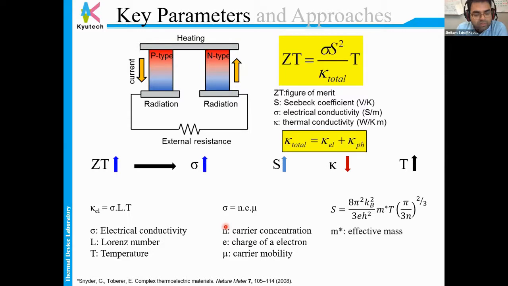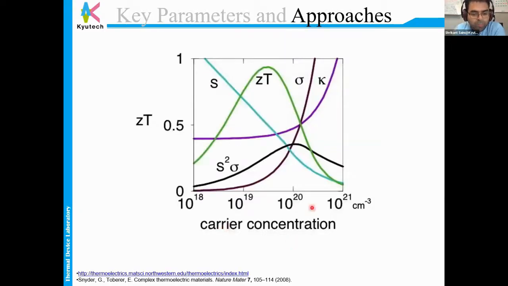But people have done the research and found that if you go into an optimum zone, you can get a better ZT, which is somewhere between 10 to the power 19 and 10 to the power 20. So if you have to tune, you need a semiconductor which has an electrical carrier concentration in between this. So these are the approaches people are using, to understand how carrier concentration helps to tune the parameters of thermoelectrics and get better thermoelectric performance.